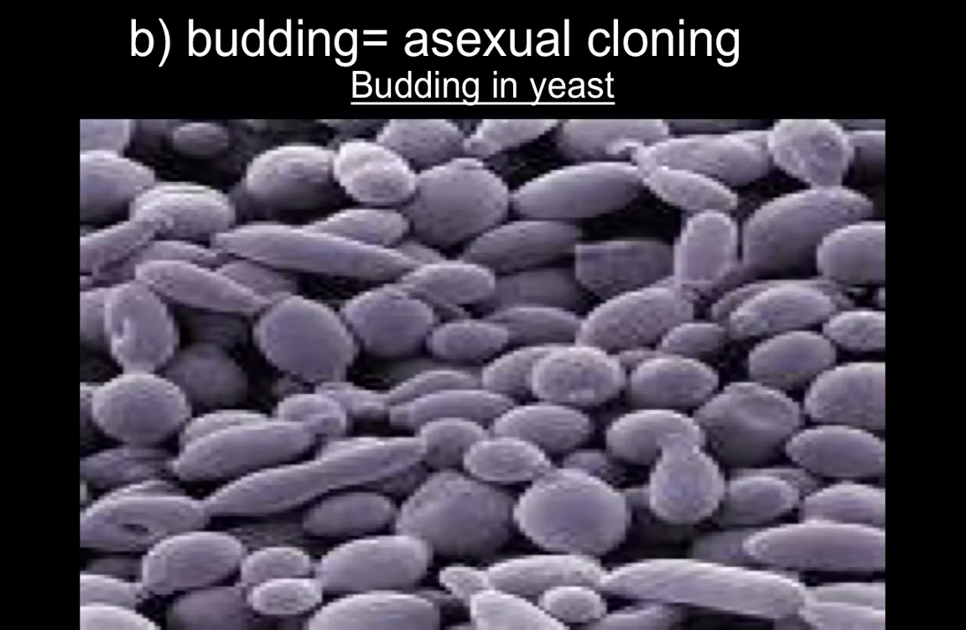They can also reproduce through a process called budding. Not sure why this looks so blurry, but that's an asexual cloning process. And this is a photo of budding in yeast. When we make bread, for instance, the yeast will keep budding until they run out of sugar and resources to survive. And we can see some budding.